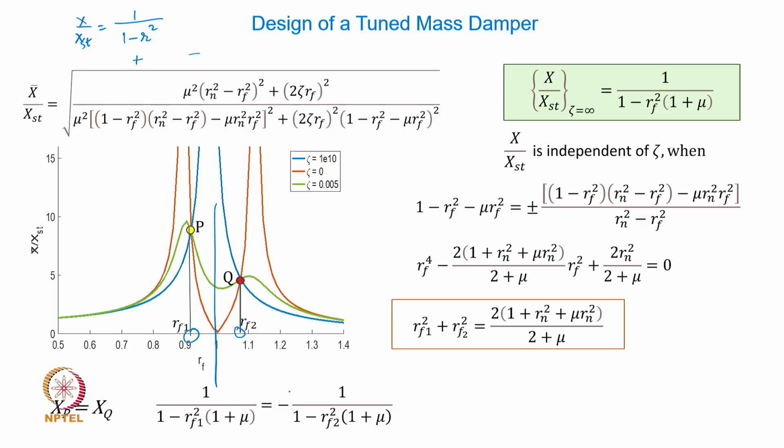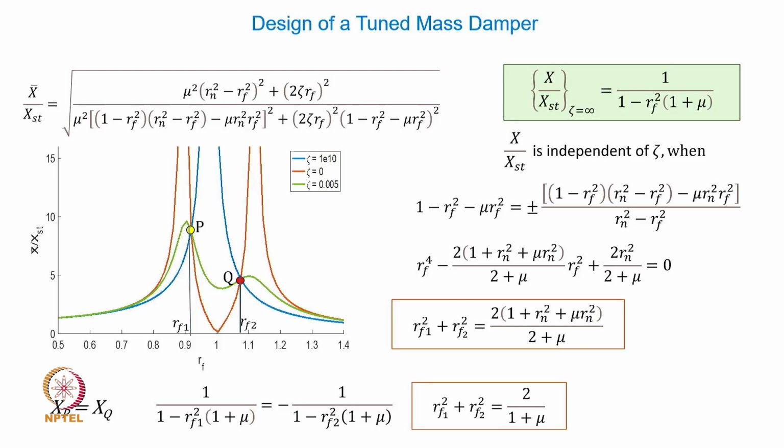So when you compare these two expressions for the response, this one for the response at point P and this one for response at point Q, okay, of course using frequency ratio RF2 for this point and frequency ratio RF1 for this particular point. Okay, now if you equate these two expressions for the two responses at point P and Q, and solve this, cross multiply and solve, you get the summation of the squares of RF1 and RF2 to be given by this expression.